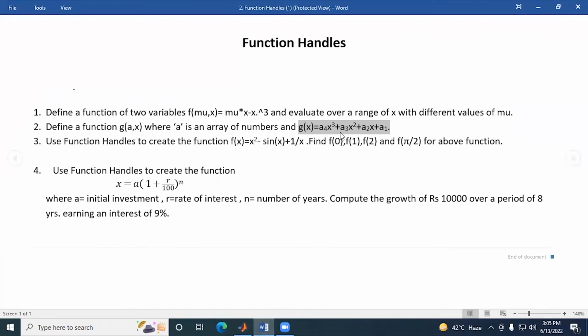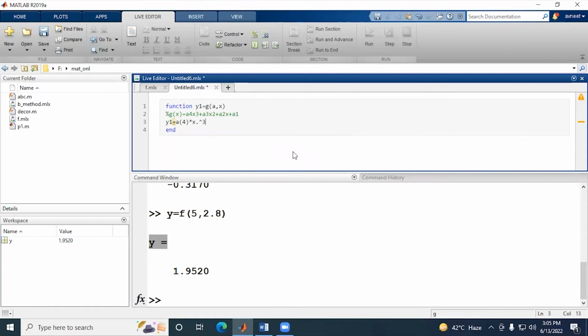The equation x cube, x square, x0. So just put plus and A3 index value multiplied by x square plus A2 multiplied by x plus A1.